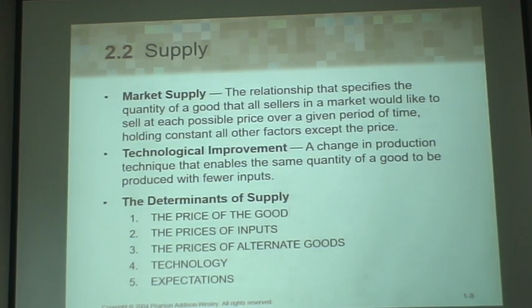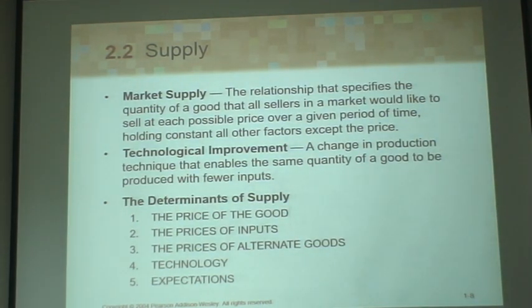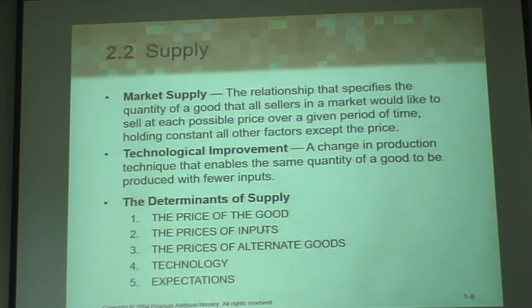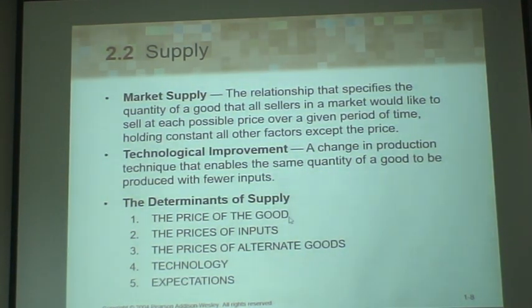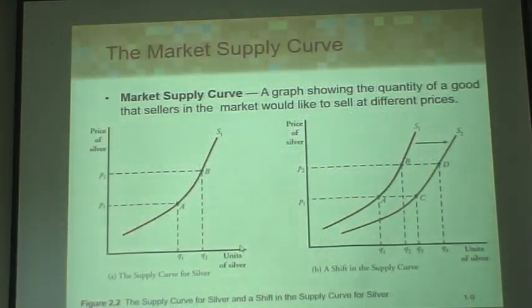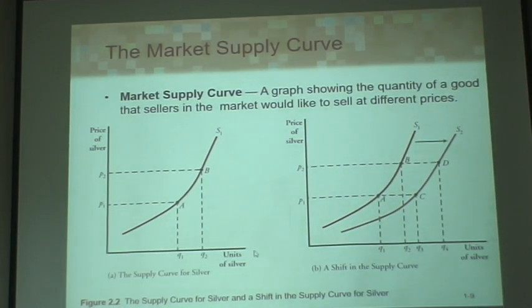And what are the determinants of supply? We talked about this before, right? The price of the good, that causes changes in quantity supplied, and inputs, and technology, and also price of alternate goods, and technology expectation. Okay, they talk about silver again.